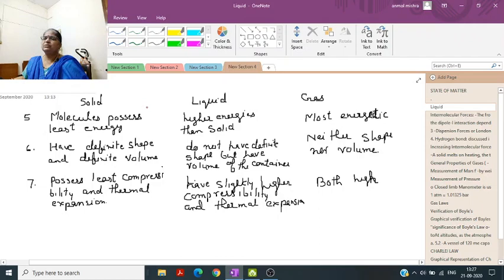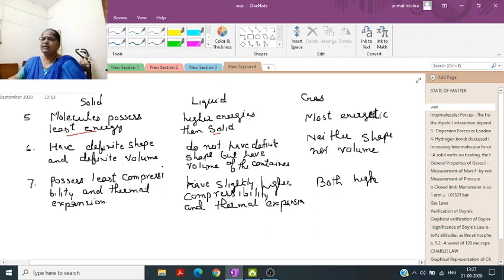Next point is energy. In solids, molecules possess least energy, most stable; liquids have energy higher than solid, and gases are most energetic, they move around very fast, collide with each other, and keep transferring energy to one another. Solids have definite shape and definite volume, whereas liquids do not have definite shape, but they take the shape of the container and have a definite volume. And gases, they neither have definite shape nor volume.